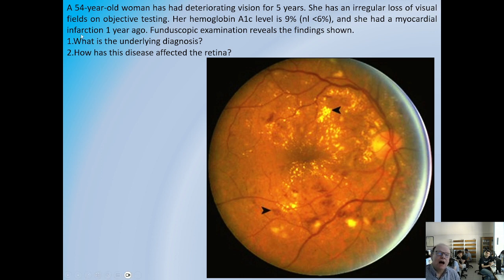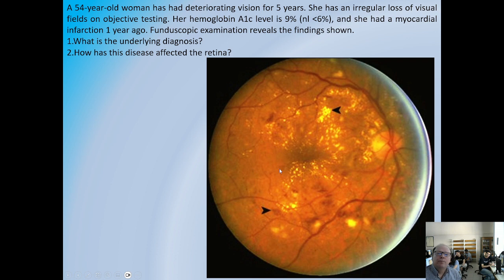And she had a myocardial infarction 1 year ago, most probably because diabetes causes atherosclerosis. So a coronary artery of this diabetic patient became sclerotic, and the plaque changed, a thrombus developed, and we had infarction. That means acute blockage of the vessel, and we have the coagulative necrosis of the part of the heart which took blood from the acutely obstructed vessel.